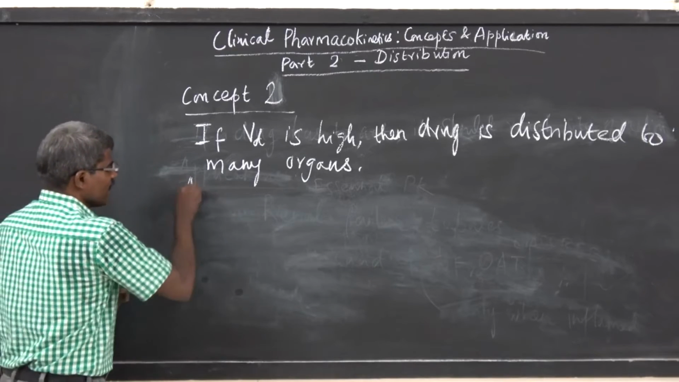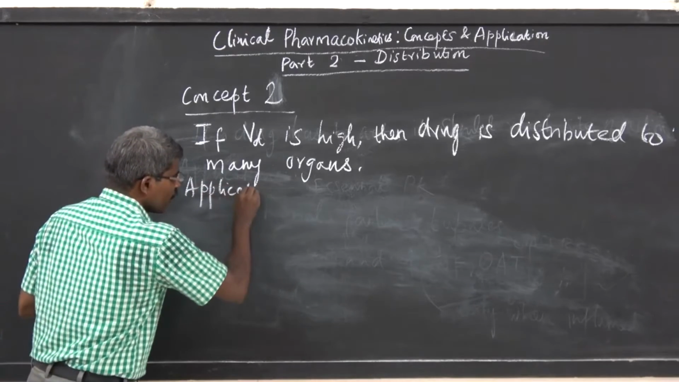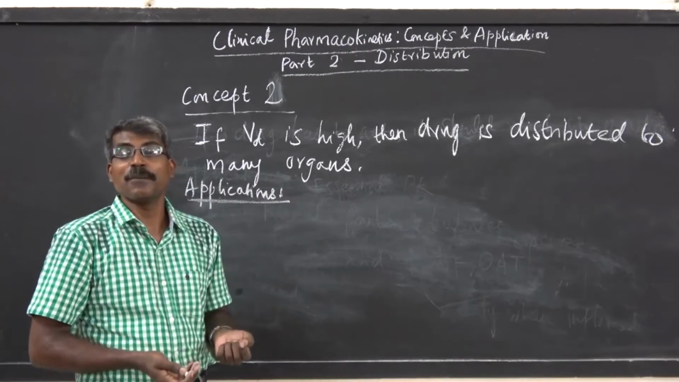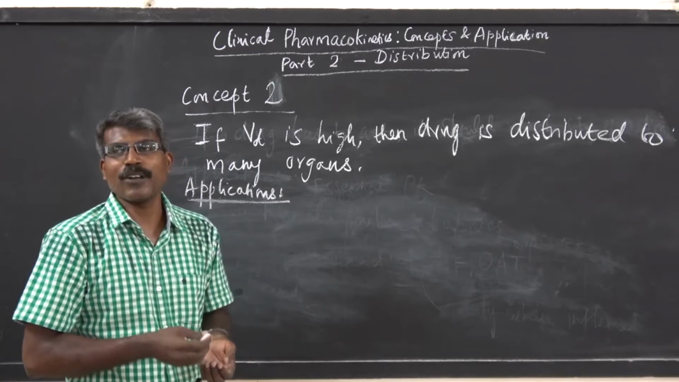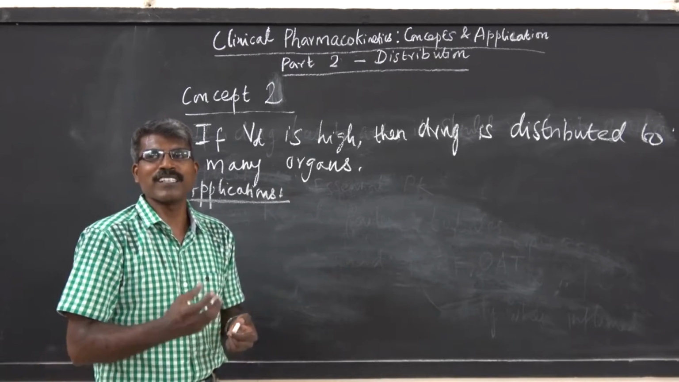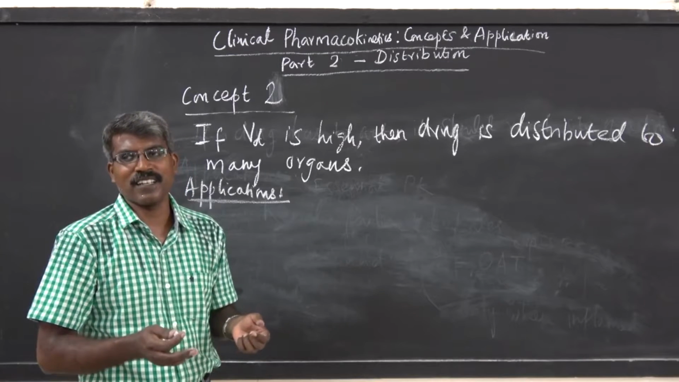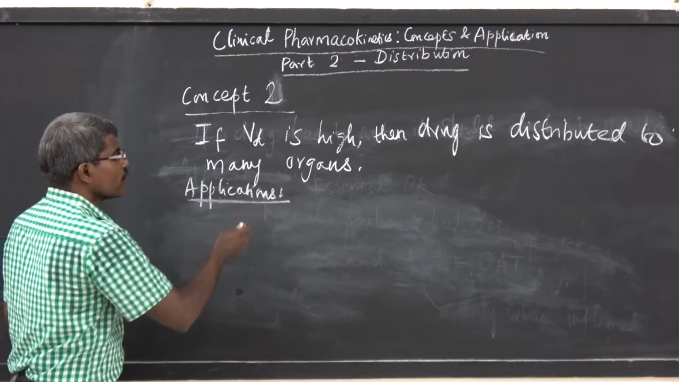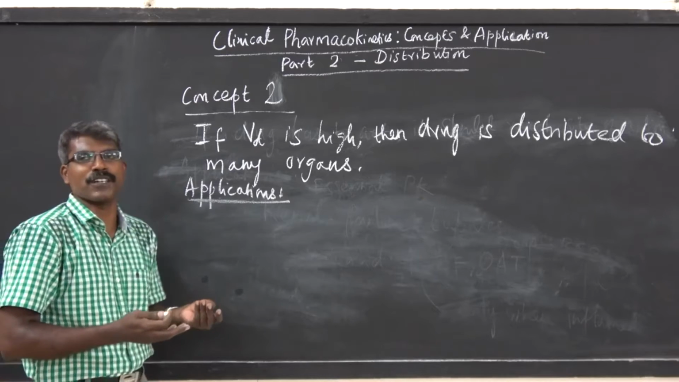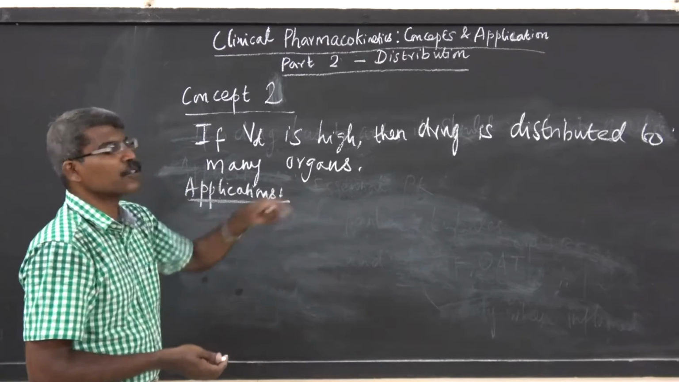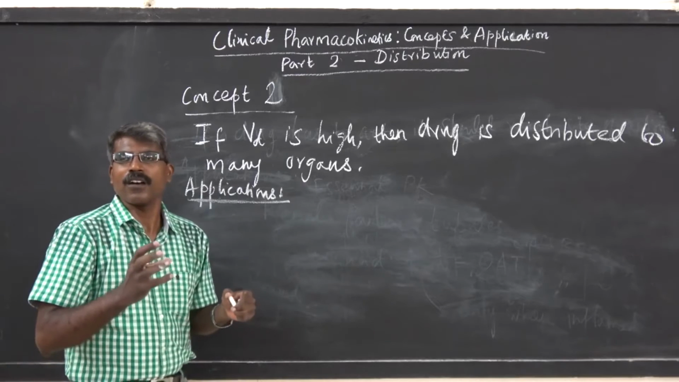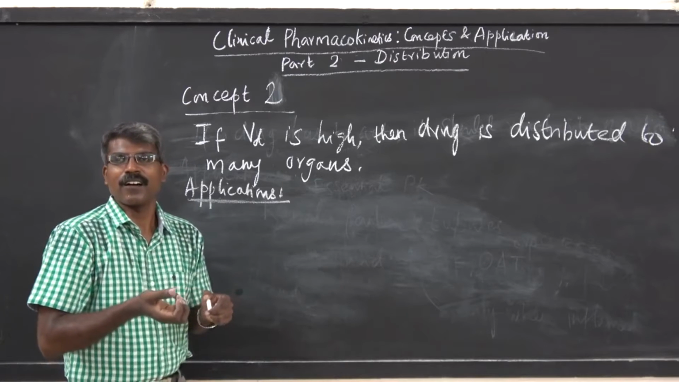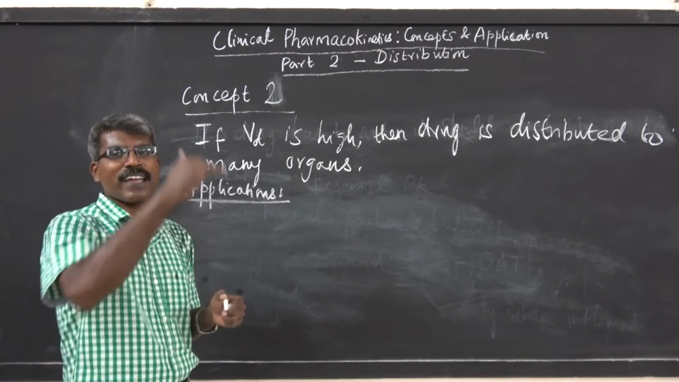Now let's see the applications of it. The first question is, why should a treating physician be aware of this concept, or of the value of the volume of distribution of a drug? Now let's come to that. If a drug has a high volume of distribution, it is distributed to many organs, isn't it, right? Now, we have a drug with a high volume of distribution, but we want the drug concentration to be attained at a higher level quickly.